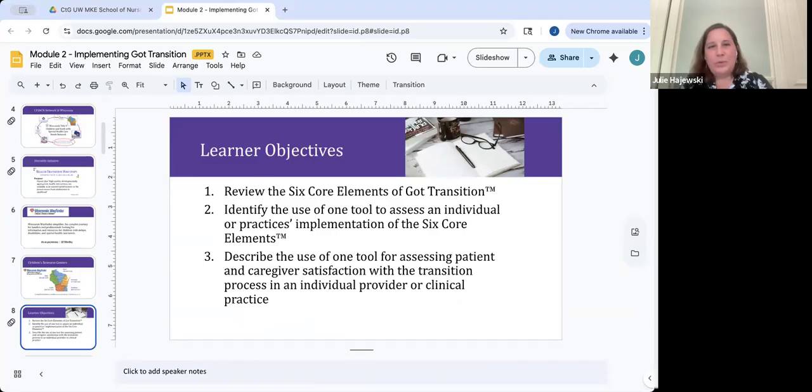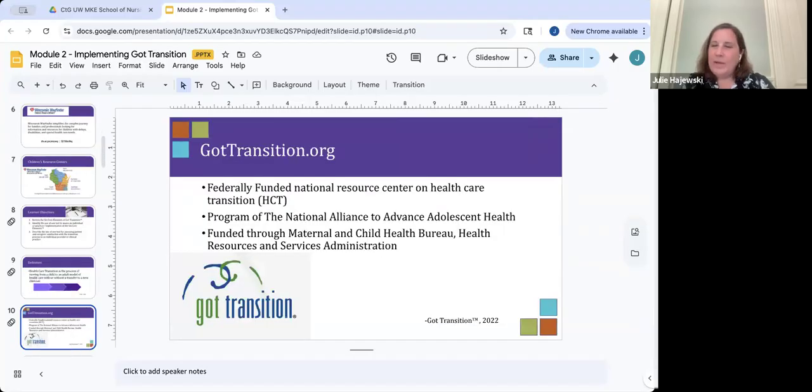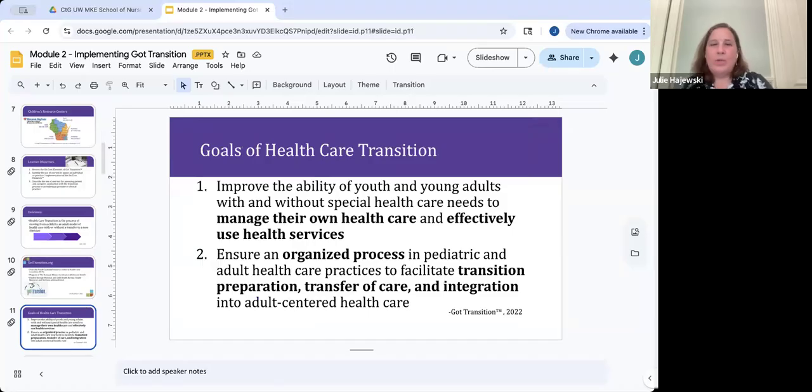The learner objectives from this module 2 are reviewing those 6 core elements of Got Transition that we just looked at, identifying the use of one tool to assess individual or practice implementation, and describing the use of one tool for assessing patient and caregiver satisfaction with the transition process on an individual provider or clinical practice. Again, that definition of healthcare transition that we're familiar with. And then starting back at our Got Transition national partner, they look at 2 goals for healthcare transition. It's to improve the ability of the youth and young adult with and without special healthcare needs to manage their own healthcare and utilize healthcare services, and to ensure that there's an organized process in that transition from pediatric to adult healthcare, looking at transition preparation, the transfer of care, and then that integration into adult-centered healthcare.